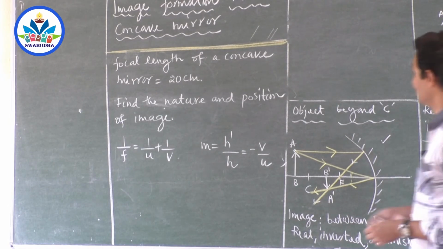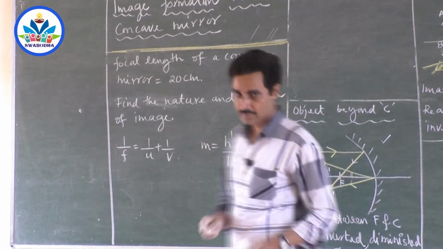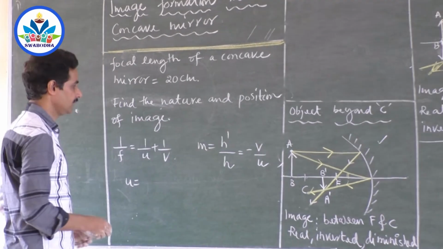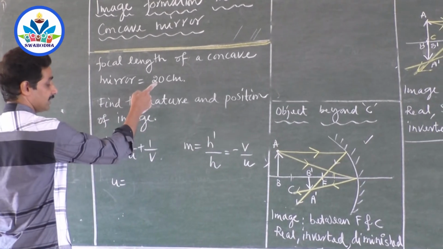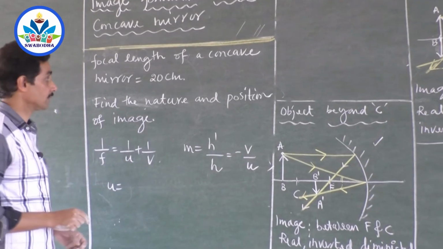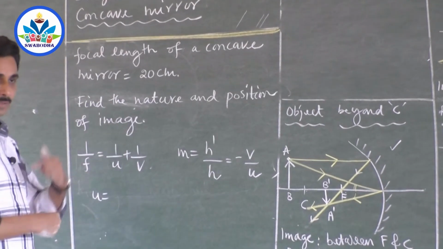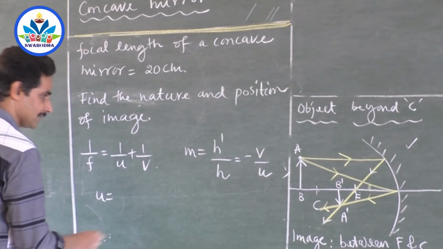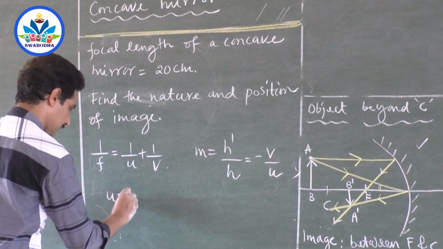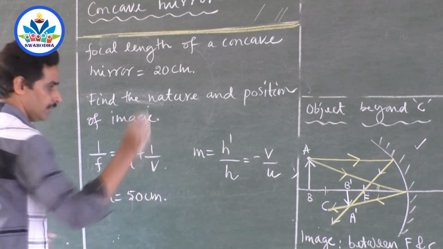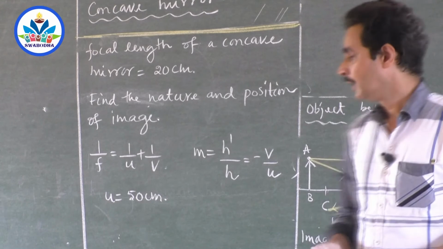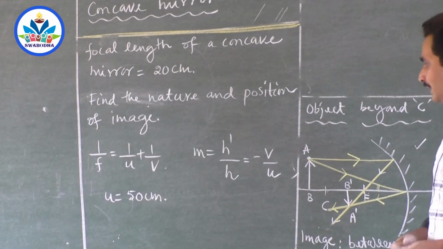Let the object distance u be, so we have to go beyond C. The center will be at 40 centimeters because this is the radius, this is the focal length. Double the focal length gives the radius, and for the object distance, say this is 40, say 50 centimeters. Let the object be kept at 50 centimeters, which comes to be beyond C, right? So we should get this case. Do we get that case?